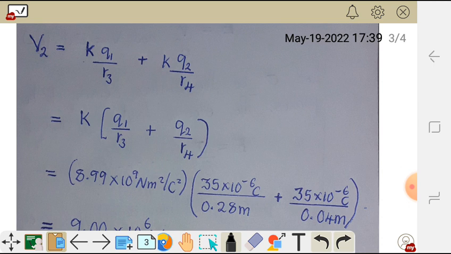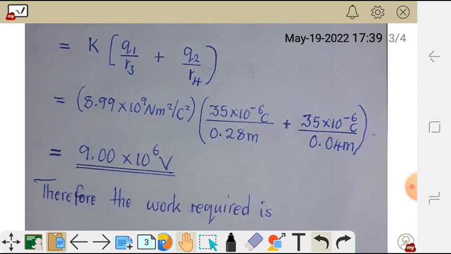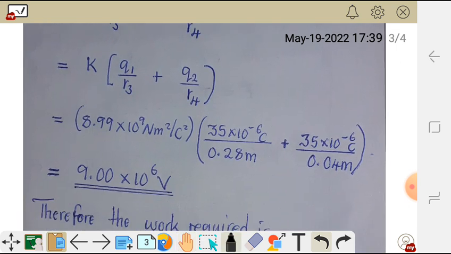Replacing the numbers, we have our constant, 8.99 by 10 to the power 9, and in brackets our charge, 35 by 10 to the power negative 6 coulombs over the distance of 28 centimeters, which in meters is 0.28 meters. And then the charge over the distance of 4 centimeters, which is 0.04 meters. Punching this on the calculator, we find that V2 will be 9 by 10 to the power 6 volts.